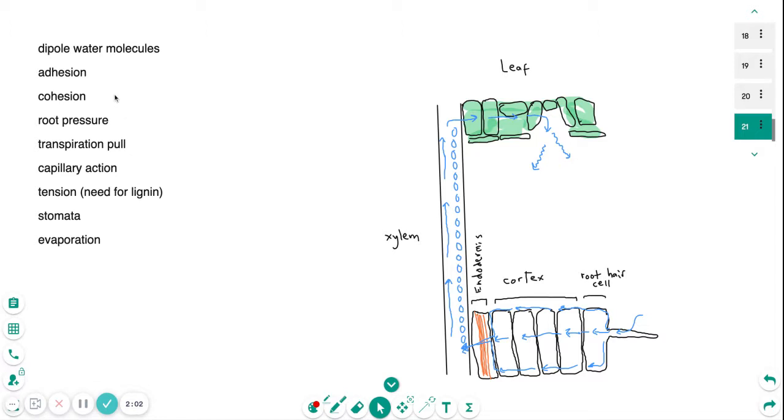We need to talk about not just the pull of water, but there's also a push of water coming from the roots. There's a transpiration pull. The capillary action, the narrowness of this xylem and how water can stick to the edges and move up. The tension that's created in the xylem. And then, as just mentioned a second ago, the stomata and evaporation.